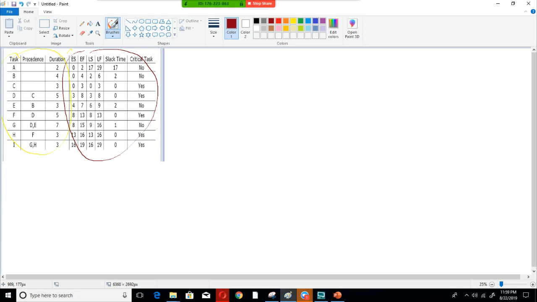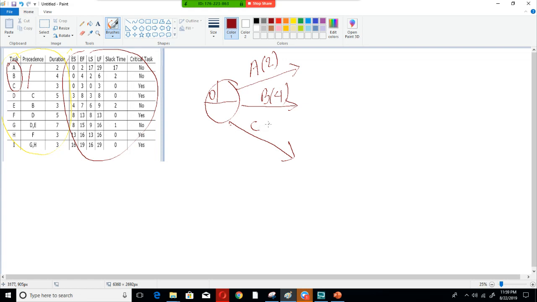So let us start. First, what we have to look for is the task which has no precedence. Here we see we have three tasks without any precedence, A, B and C. Those three will start off from the first point, initially from 0, and I will have three paths. One is A, which has a duration of 2. One is B, which has a duration of 4, and one is C. C has a duration of 3.